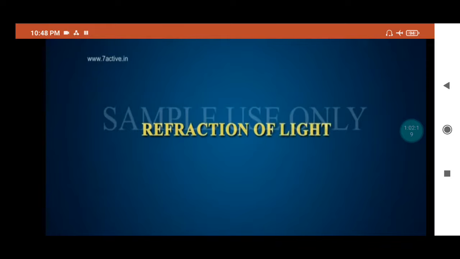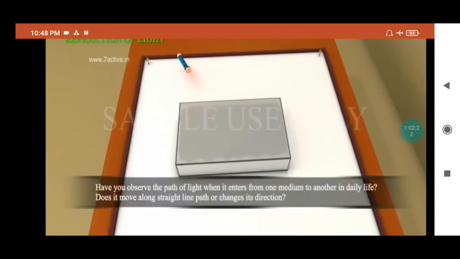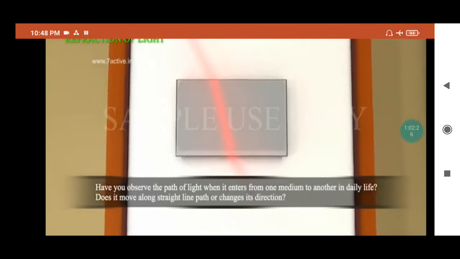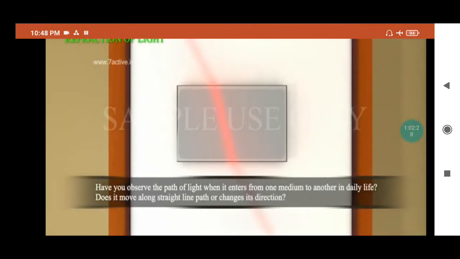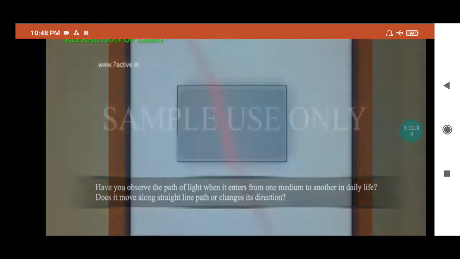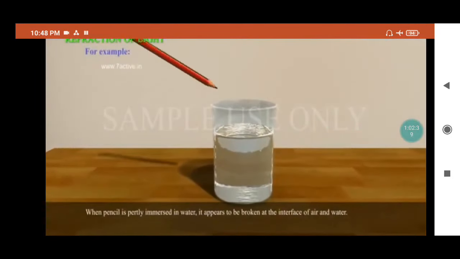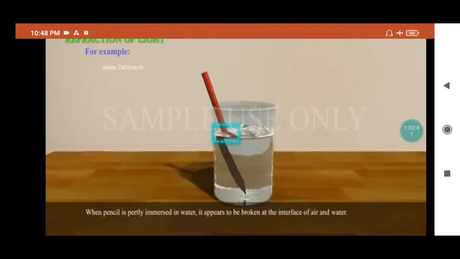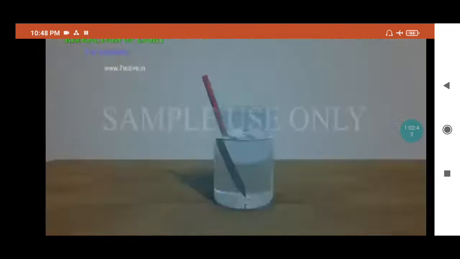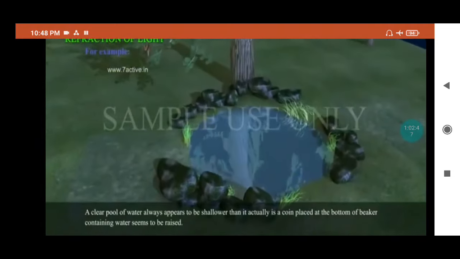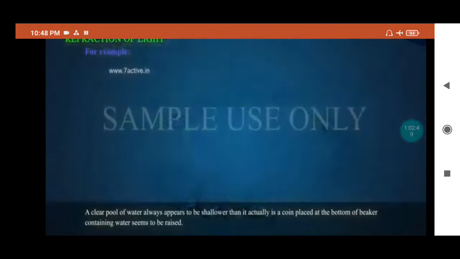Refraction of light. Have you observed the path of light when it enters from one medium to another in daily life? Does it move along a straight line path or change its direction? Let us observe some of our day-to-day experiences. For example, a wet pencil partly immersed in water appears to be broken at the interface of air and water. A clear pool of water always appears to be shallower than it actually is.